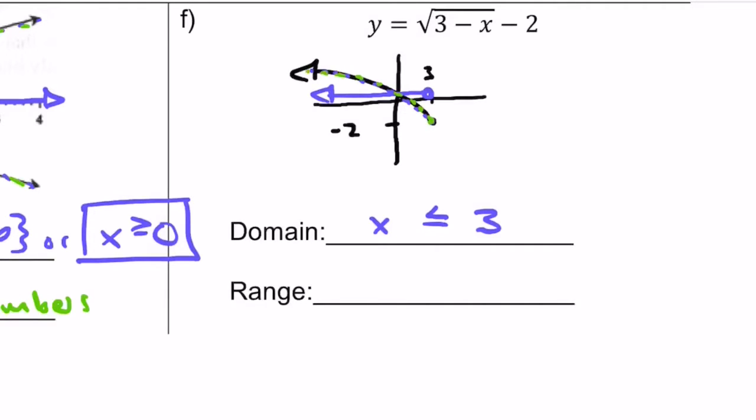My range starts at negative 2, but it's going up forever. So what I know about that is as I go up, I get bigger and bigger y values. So all these y values are bigger than negative 2. So the range is y is greater than or equal to negative 2. And there I have these two examples done.